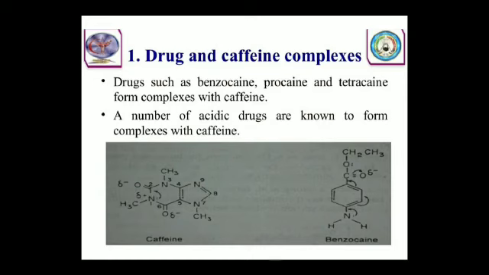Coming to the first type of complexes, drug and caffeine complexes. A number of acidic drugs form complexes with methylxanthines. Among methylxanthines, most commonly they bind with caffeine. Caffeine also binds with sulfonamides and barbiturates. Drugs like benzocaine, procaine, and tetracaine form complexes with caffeine.